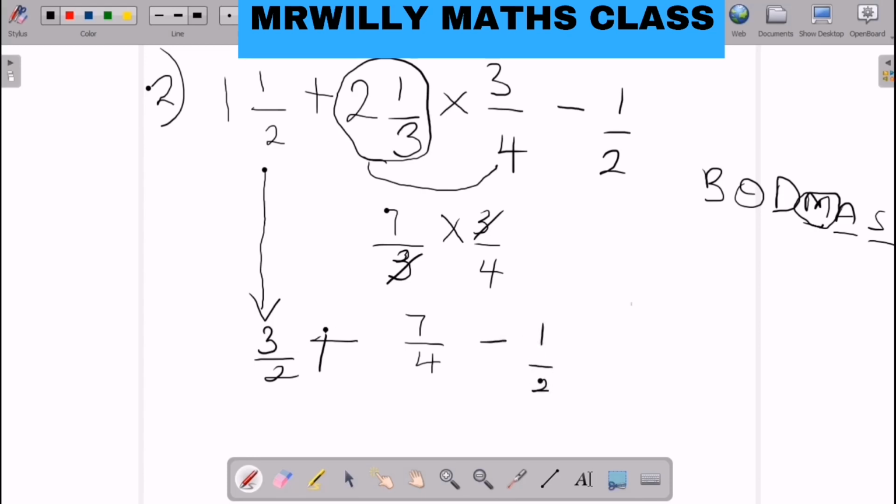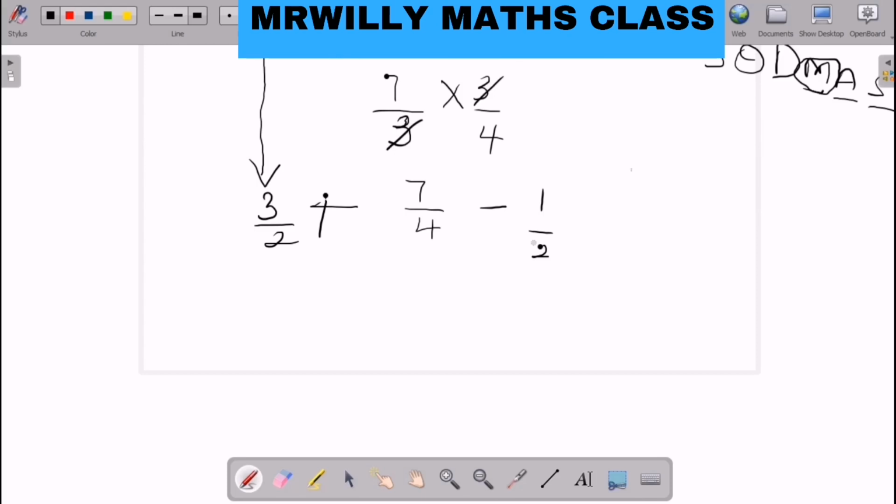Once you have done this, the next thing is what? We can solve the remaining fraction. All you need to do is look for the LCM. The LCM for 2, 4, and 2 is 4. So how many 2 can you see in 4? That will be 2. 2 times 3, that will be 6. Then you write the plus. 4 in 4, 1. 1 times 7, that will be 7. Remember to put your minus. Then 2 in 4, that will be 2. Then 2 times 1, that will be 2.